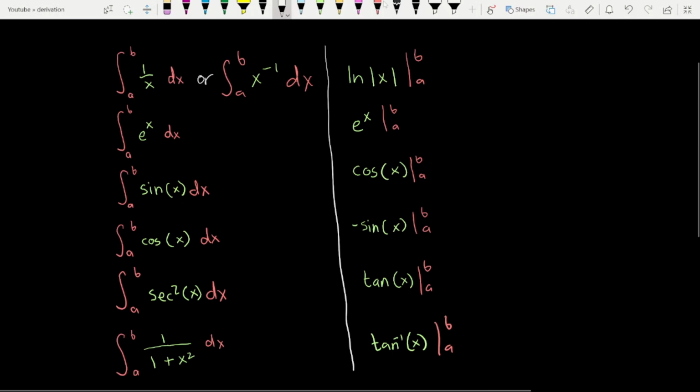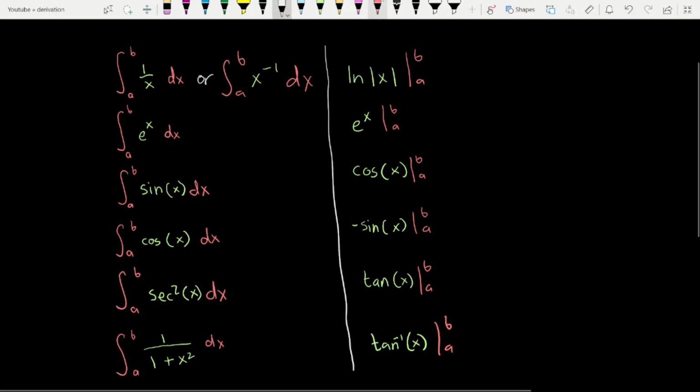The integration of e to the x is, well, e to the x, that's the special thing about e. It integrates to itself. Sine x integrates into negative cosine x. Cosine x integrates into sine x. Secant squared x integrates into tan x. And this thing right over here integrates to tan inverse of x. I'm going to leave a cheat sheet for you guys from where you can see all of these integrals, but you do need to remember these for your exams.